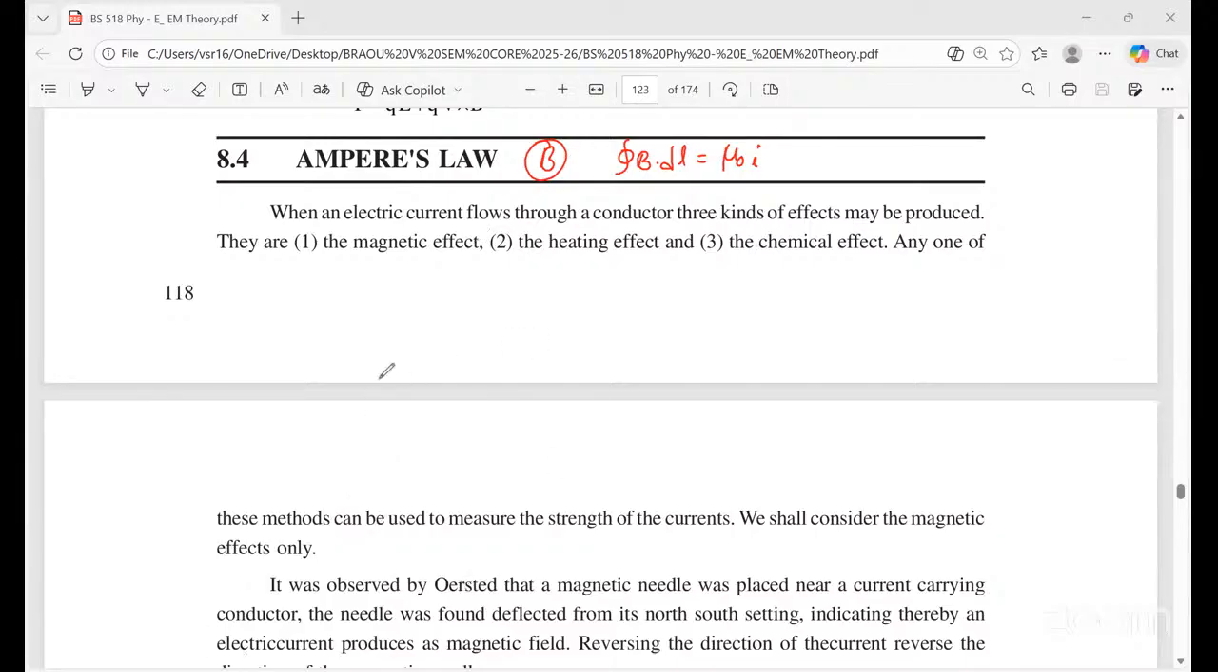So in the discussion of Ampere's law, when an electric current flows through a current carrying conductor, three kinds of effects take place. One is the magnetic effect, another is the heating effect, and the third is the chemical effect. Any one of these can be used to measure the strength of the current. Okay.